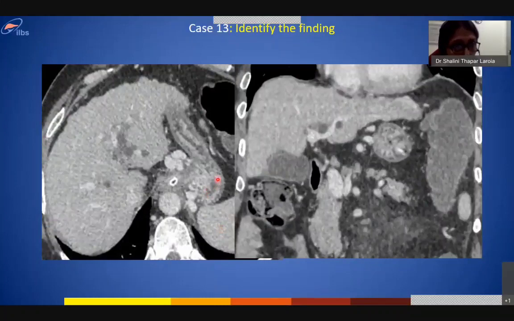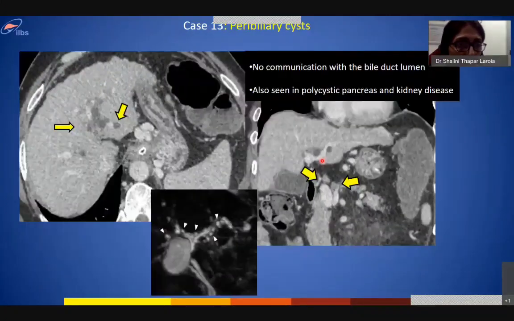Now, this is a spotter. This is a very simple case. This is a cirrhotic liver, and we can see some abnormal findings right here at the porta. What are these? So these are nothing but, very simply, peribiliary cysts.